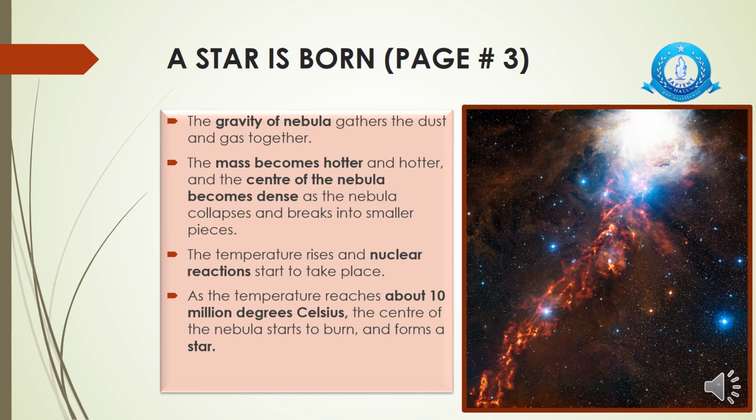Because nuclear reactions and chemical reactions are constantly taking place, and the fragments and pieces are falling into it, ultimately when the temperature reaches about 10 million degrees Celsius, what happens? The center of the nebula begins to burn and it forms a star.